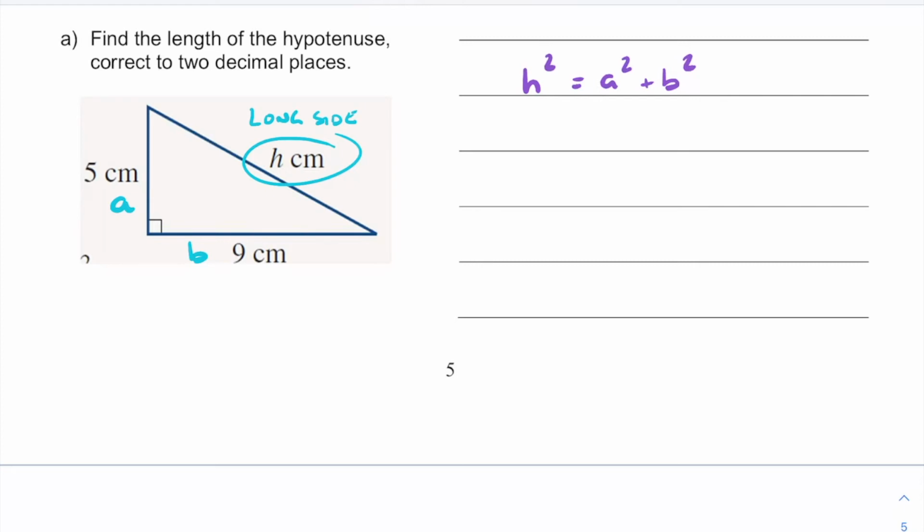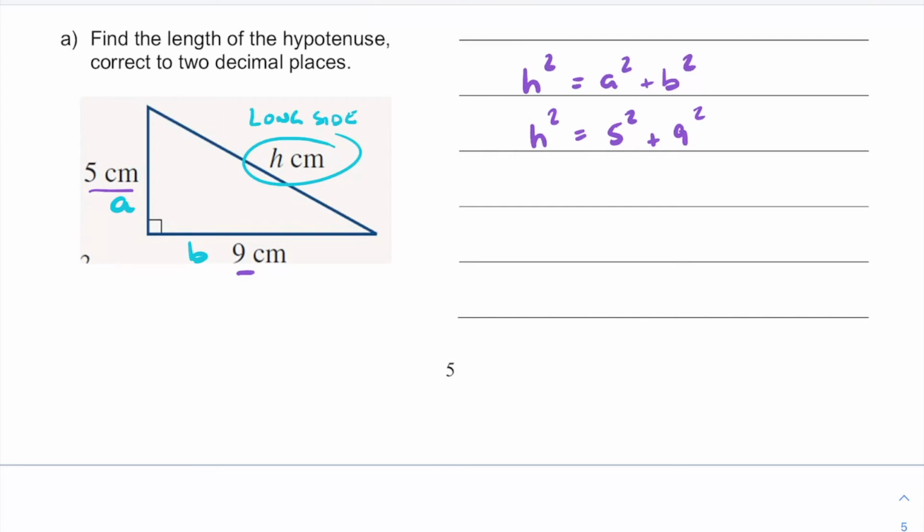H, being the hypotenuse, the side we want to find, stays as h. And then I've labelled the 5 centimetres as a, so I'm going to make that 5 squared. I've labelled the 9 centimetres as b, so I'll make that 9 squared. Now the easiest thing here to do, because we could do a couple of different things, one of the things that we could do is we could actually square out the 5 and the 9 and then find the square root of what that number is added all together.